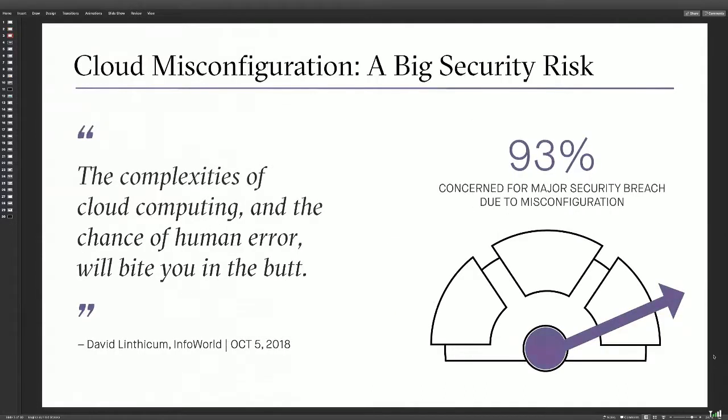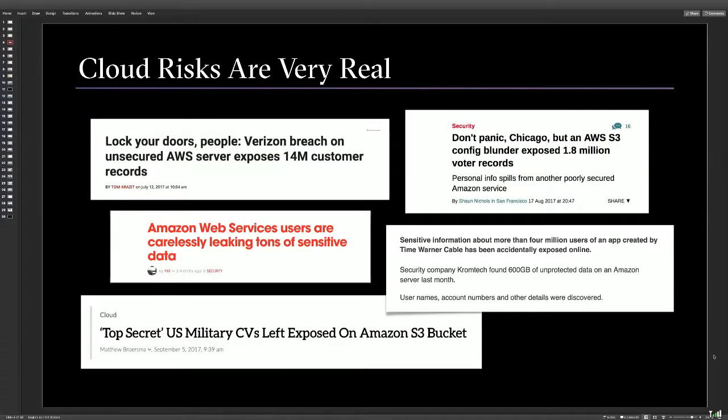So cloud misconfiguration is a big security risk. You just saw the 80% number. When we did our survey, that's where this 93% of folks concerned for a major security breach due to misconfiguration comes from. We published that survey, and David Linthicum of InfoWorld gave us this quote: the complexities of cloud computing and the chance of human error will bite you in the butt. And that's true. It's true for all of us. You see it in the news that these risks are very real.